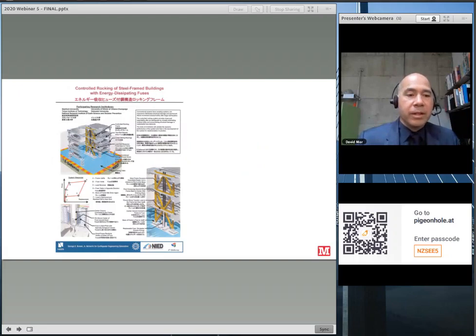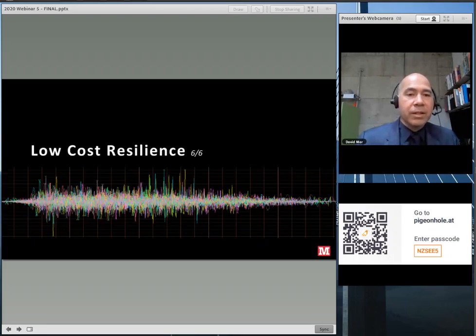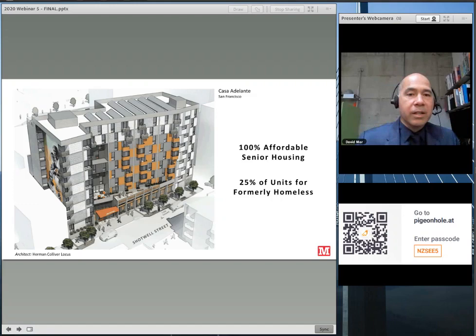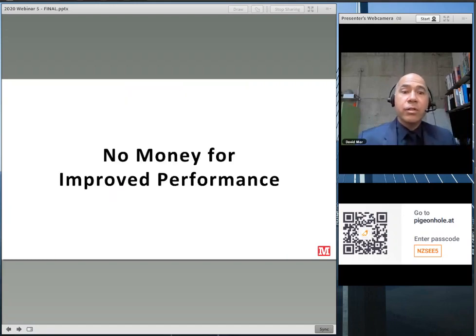But the elephant in the room here is that there's no money for improved resilience. If there was any extra money, the developers would spend the money to make more housing. And this is a case where the acute needs that we have, especially in California, for housing greatly overwhelm the need for future earthquake resilience.